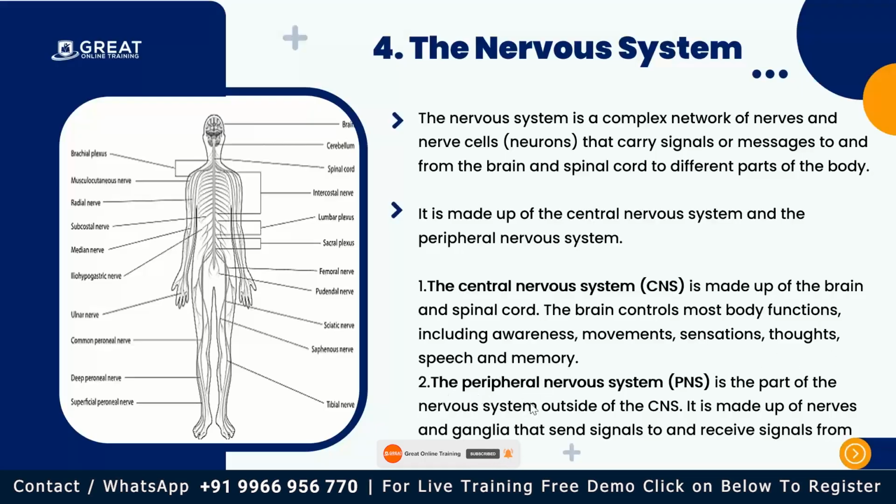The second part is the peripheral nervous system, also known as PNS. The peripheral nervous system is the part of the nervous system outside of the central nervous system, and it is made up of nerves and ganglia that send signals to and receive signals from the central nervous system.